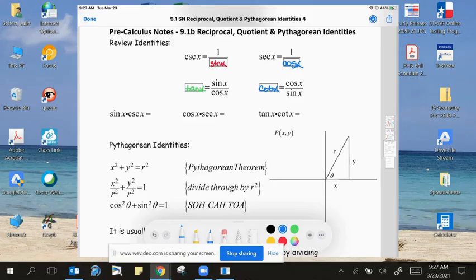Don't forget, when you multiply reciprocals, that result is 1. So sine x times cosecant x is 1. Cosine x times secant x is 1. Tangent x times cotangent x is 1.